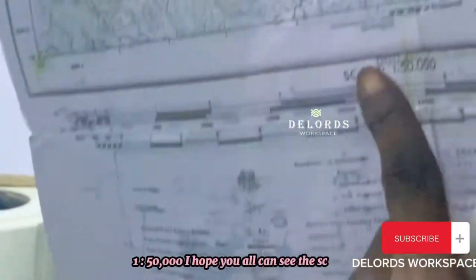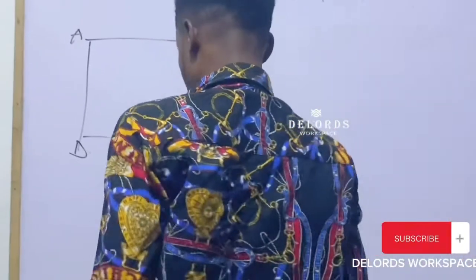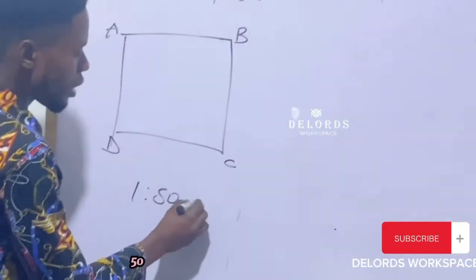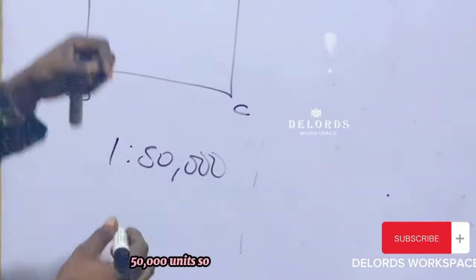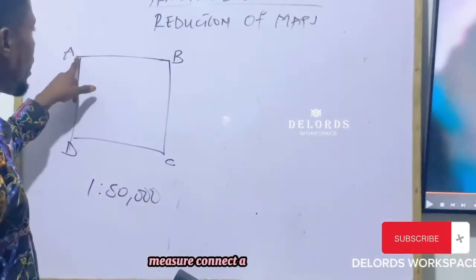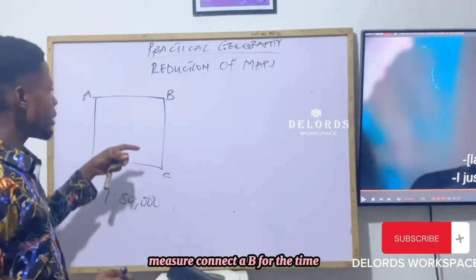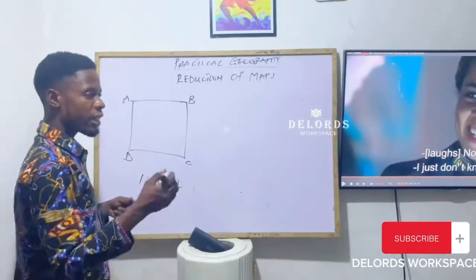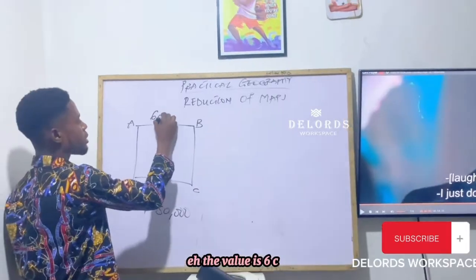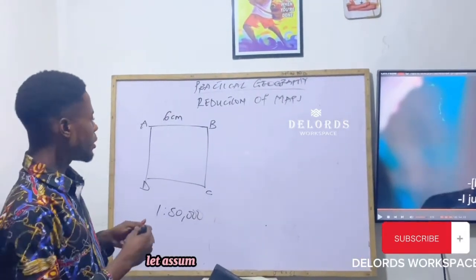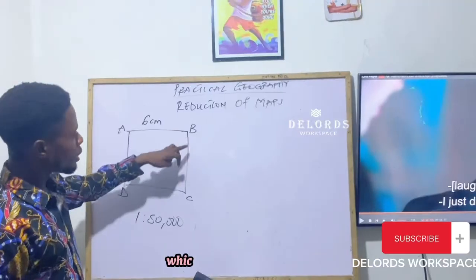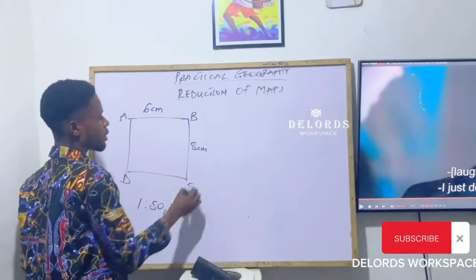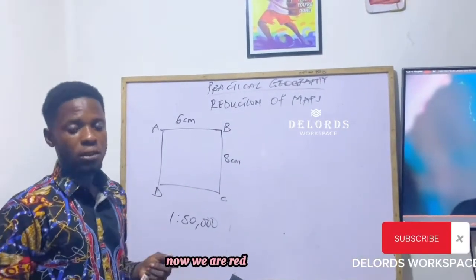The scale is 1:50,000. I hope you all can see the scale. So don't forget the scale. When you are reducing maps, always remember the scale. Now we get our ruler here and measure coordinates A, B. For the time being, I don't have a ruler here, so let's assume that when I measure coordinates A, B, the value is 6 centimeters. And when I measure the width, which is coordinates B, C, the value is 8 centimeters.